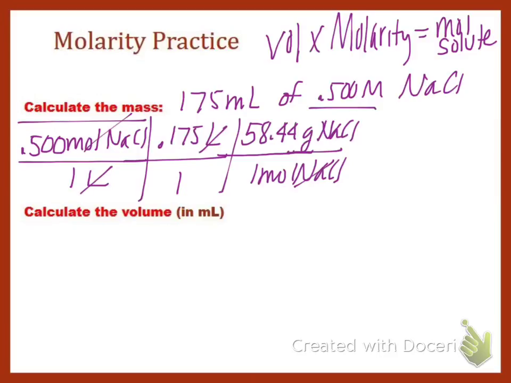So now my moles cancel. And throw that in your calculator, 0.5 times 0.175 times 58.44. And I need 3 sig figs. So I get 5.11 grams of sodium chloride. So if I went into the lab and I massed out 5.11 grams of sodium chloride and I dissolved it in 175 milliliters of water, I would have a 0.5 molar solution.